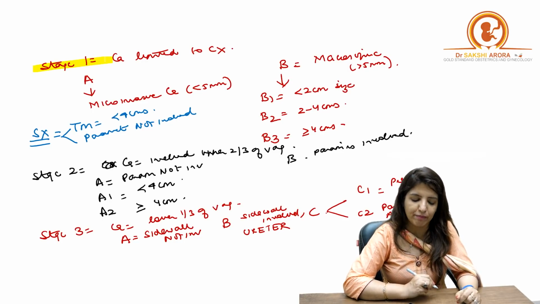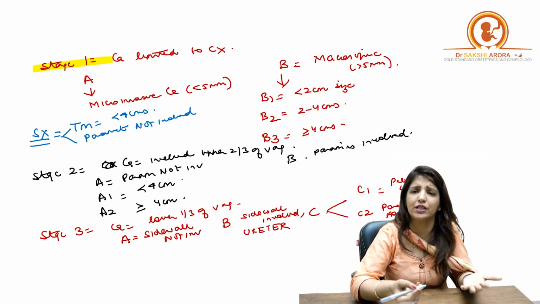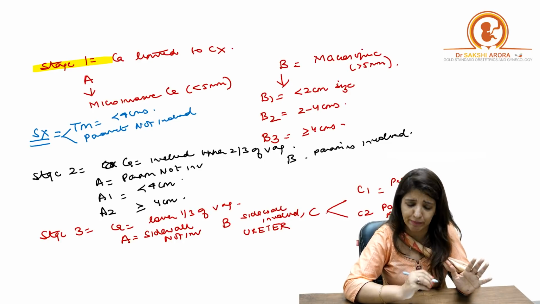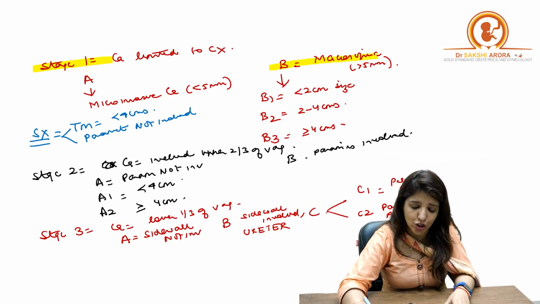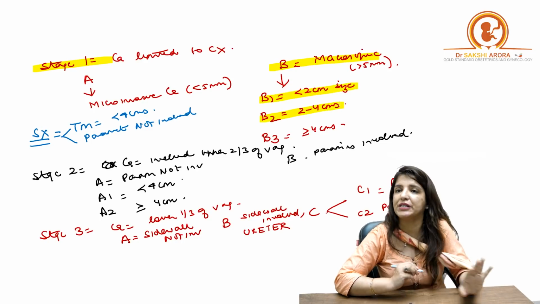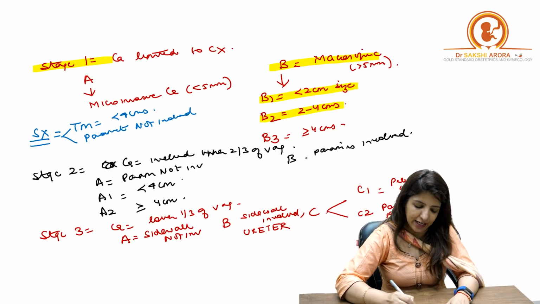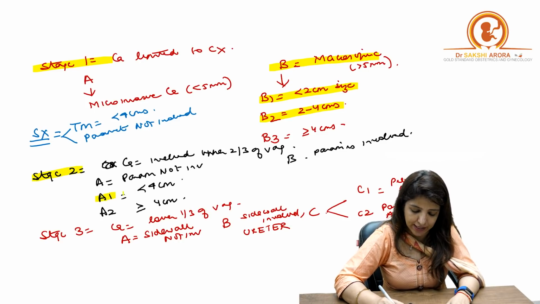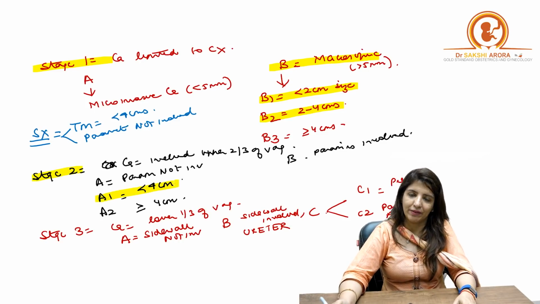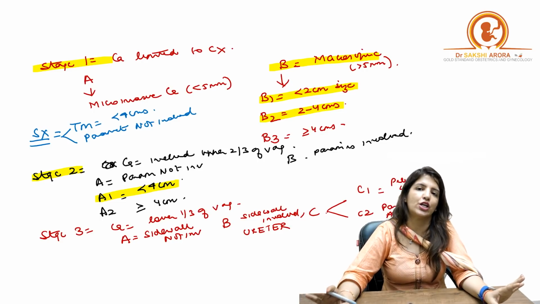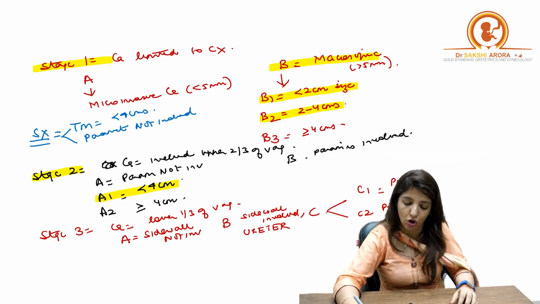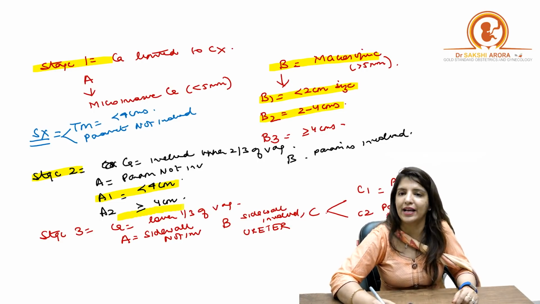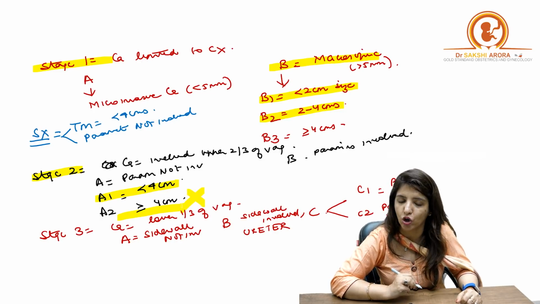stage 1 surgery can be done, stage 1A, and 1A is further divided into 1A1, 1A2, so it can be done in both of them. In stage 1B, in B1 it can be done, in B2 it can be done, it cannot be done in B3. And in case of stage 2, it can be done in stage 2A1. It cannot be done in stage 2A2 and beyond that, because in stage 2A2 the size is more than 4 centimeters, so we cannot do surgery.